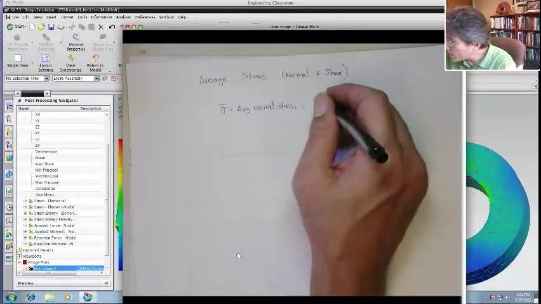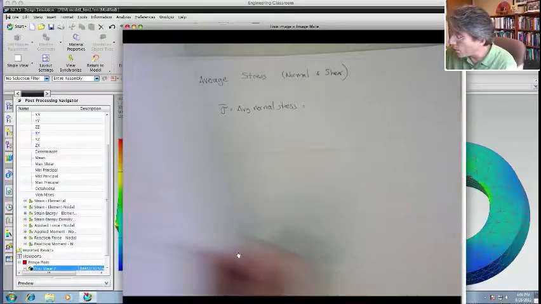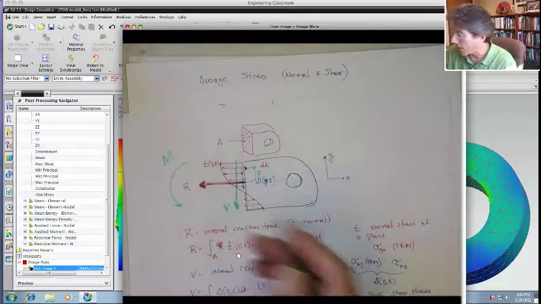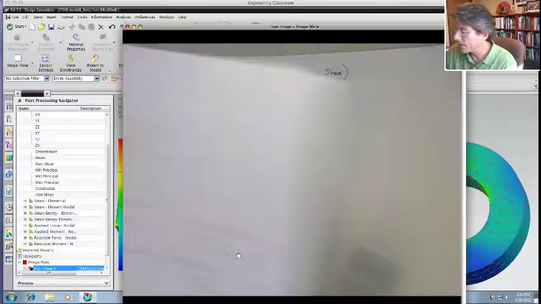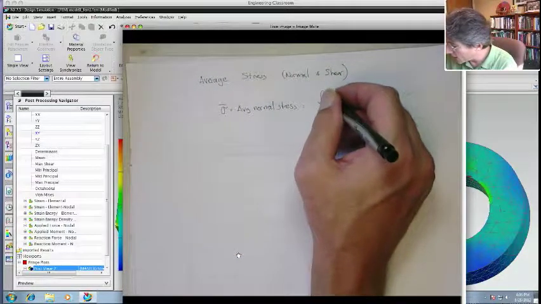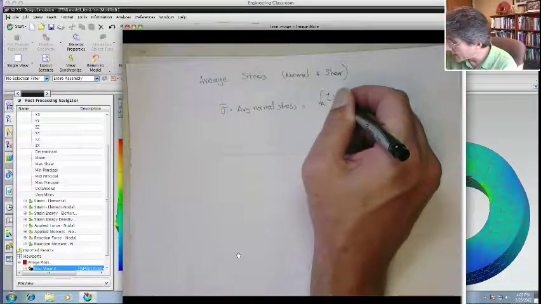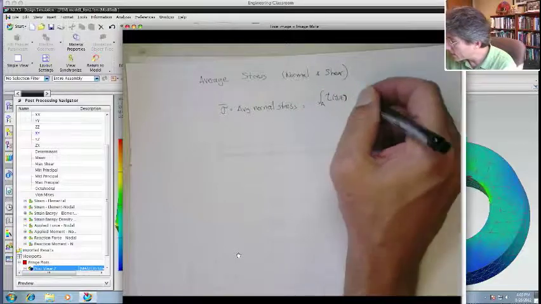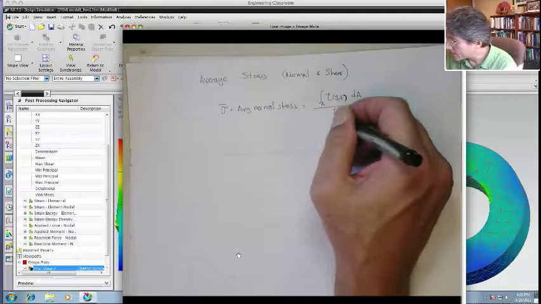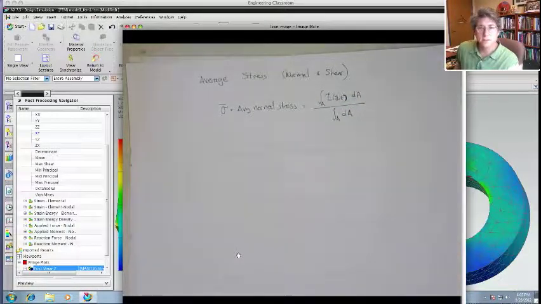Okay, so this is going to be the sum of all the pointwise normal stresses divided by the total area, right? That's the average, okay? So in other words, it's the integral over the area of the pointwise stresses, that's the T of y and z, times the area, divided by the area. Right? That's mathematically the average.